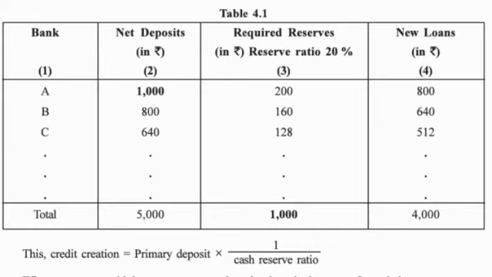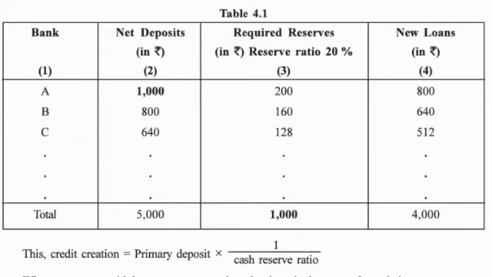So 640 will be the primary deposit. From that, 128 rupees, which is 20% of 640, will be taken aside as the reserve ratio, and the remaining 512 rupees will be given as the new loan. That's how from one loan another is created, from another a third one is created, from the third a fourth is created, and it will last longer.